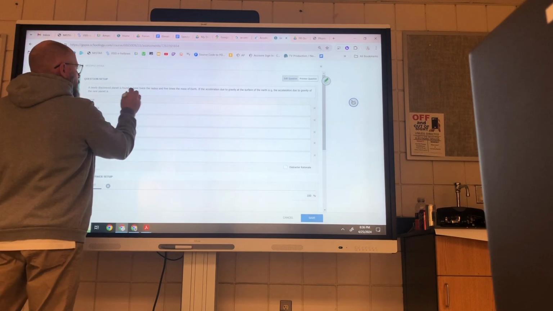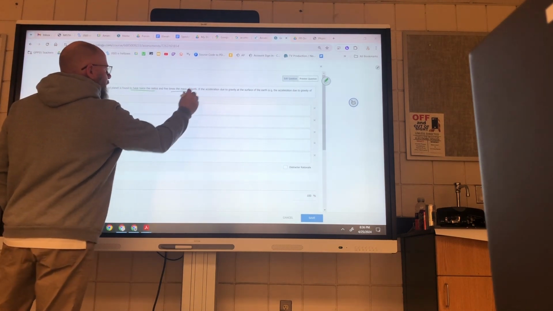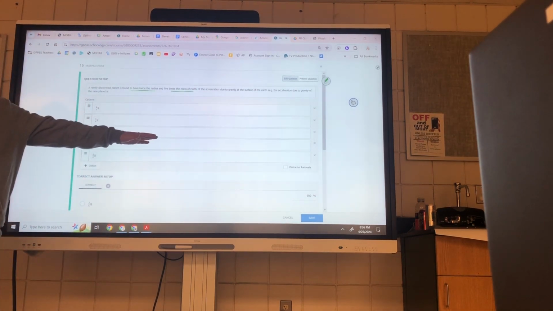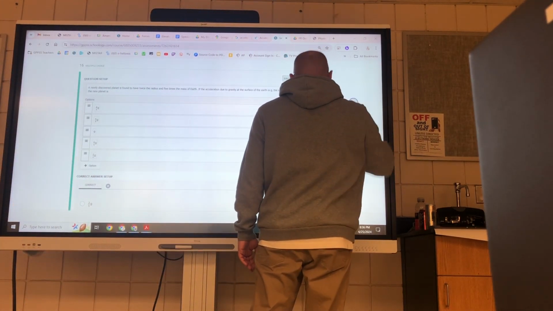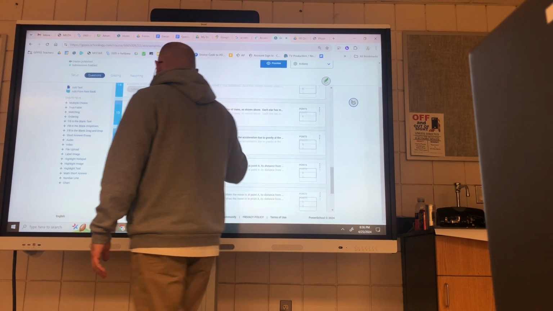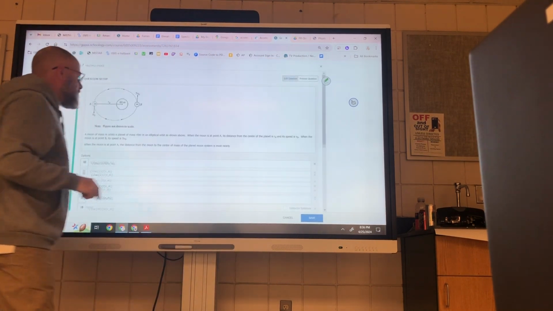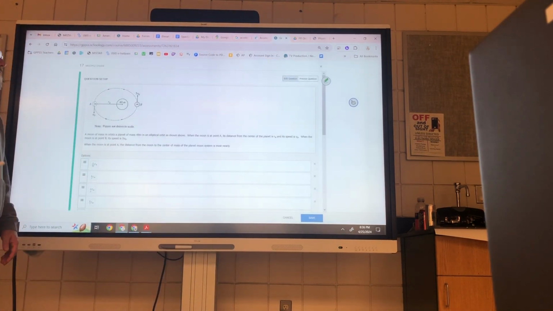Look at this, new planet, twice the radius, 5 times the mass. Have we seen this problem before? Many times. Do you want to do 15? We're gonna come back to it, it's a hard one. Oh, look, have we seen this problem before? Yes, we have. Now, it says when the moon.